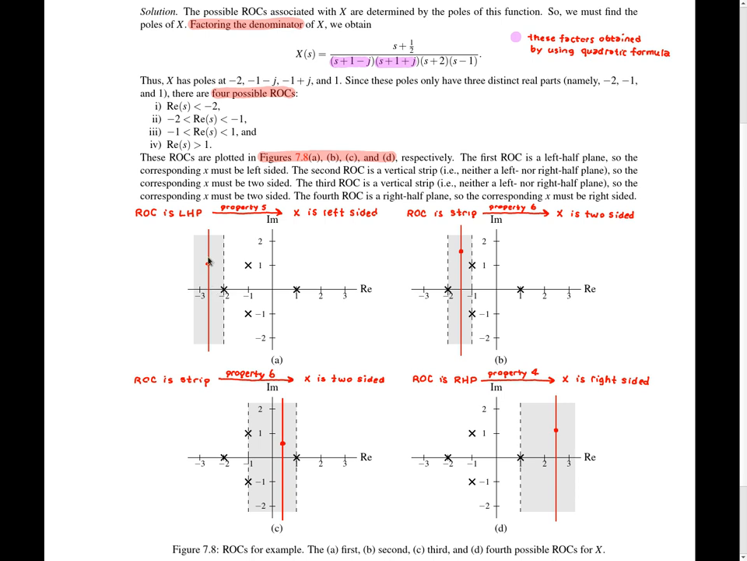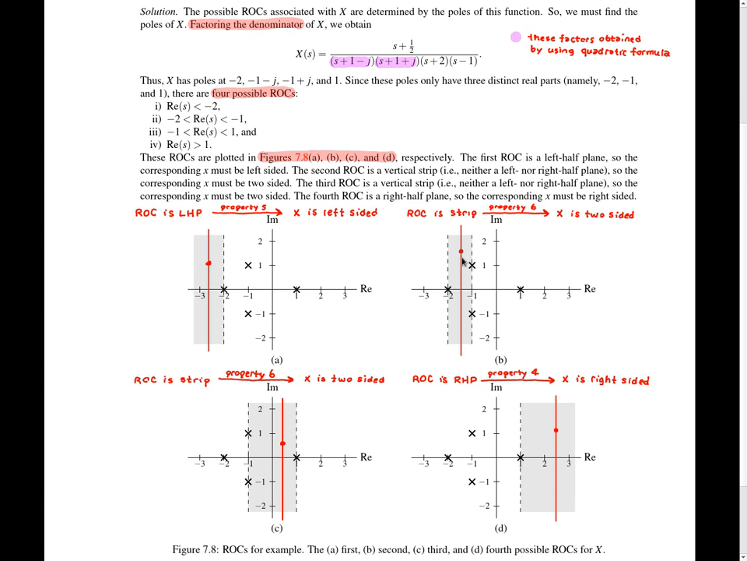So this particular vertical line is going to expand in the rightward direction until it hits this pole at -2, and it's going to expand leftward forever because there's no pole out here to stop the region from growing larger. So this is going to yield a left half-plane region of convergence, this shaded region here, which is to the left of the pole at -2.